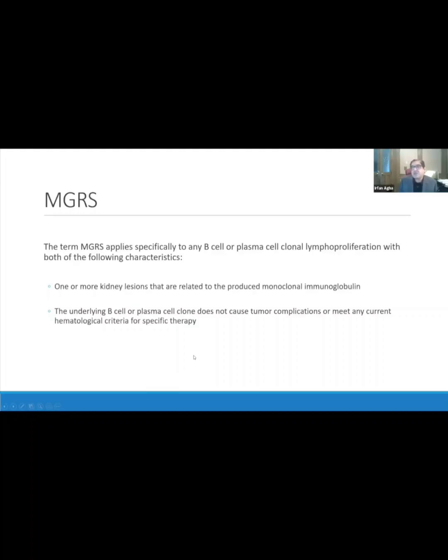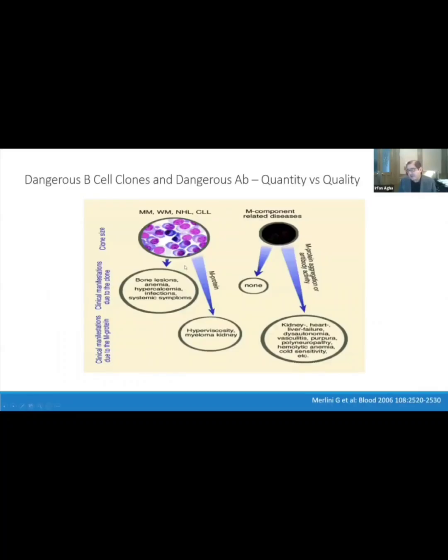So this introduces us to the concept of MGRS, monoclonal gammopathy of renal significance. This applies to any B cell or plasma cell clonal lymphoproliferation with both of the following characteristics, and this is very important. First, one of the kidney lesions is related to the produced monoclonal immunoglobulin, and second, we don't have cancer. The underlying B or plasma cell clone is not cancerous. It is in the monoclonal gammopathy range. Once it becomes a cancer, it graduates. The idea is that you're not looking at tumor effects. You're looking at the protein effects.